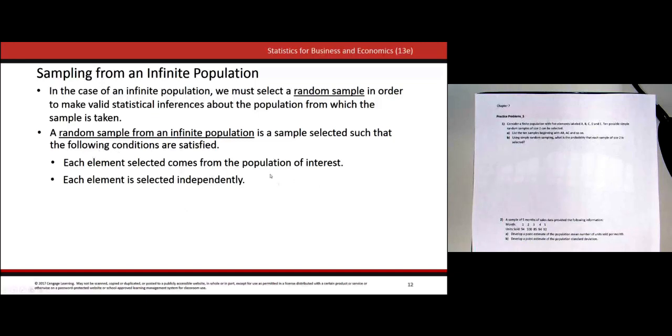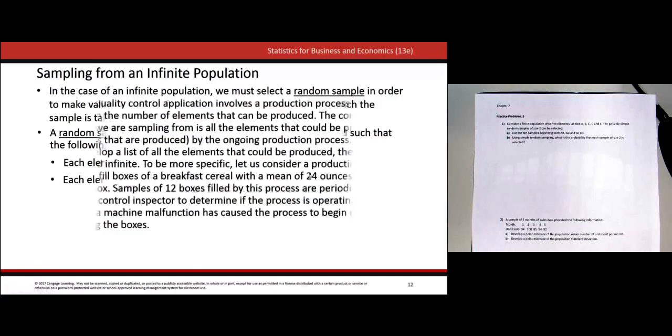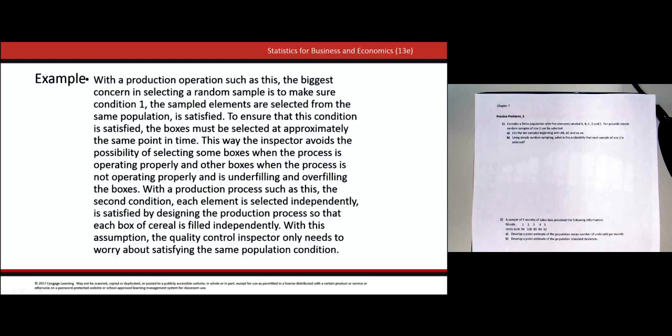And now we have to satisfy this condition: each element selected comes from the population of interest. How can we satisfy this condition? We have to make sure that we select the boxes at the same point in time. This way the inspector avoids the possibility of selecting some boxes when the process is operating properly and other boxes when the process is not operating properly and there is some underfilling and overfilling of the boxes.